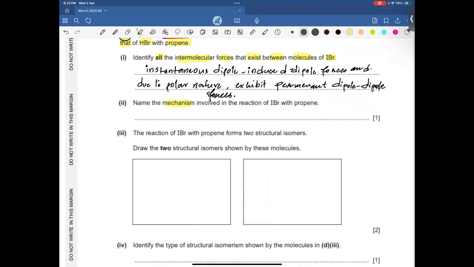Name the mechanism involved in the reaction of IBr and propene. Propene is an alkene, and all alkenes undergo electrophilic addition reactions. So my answer would be electrophilic addition reaction.